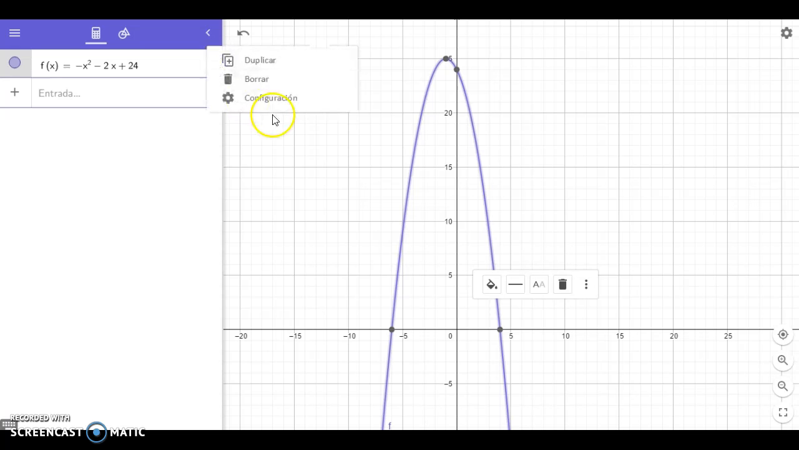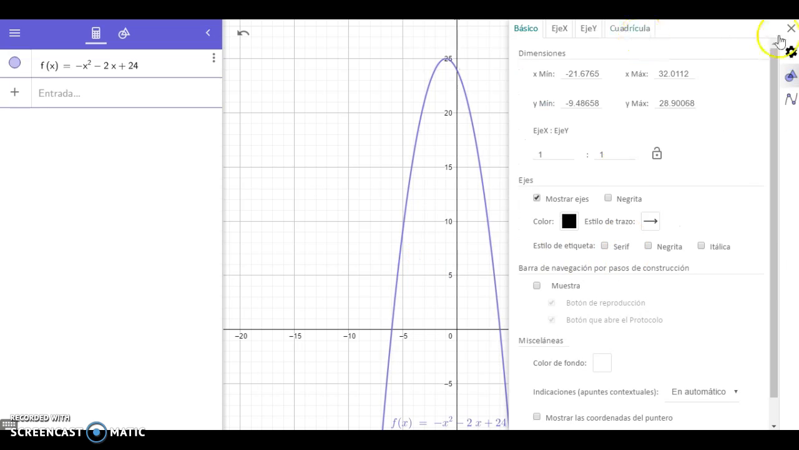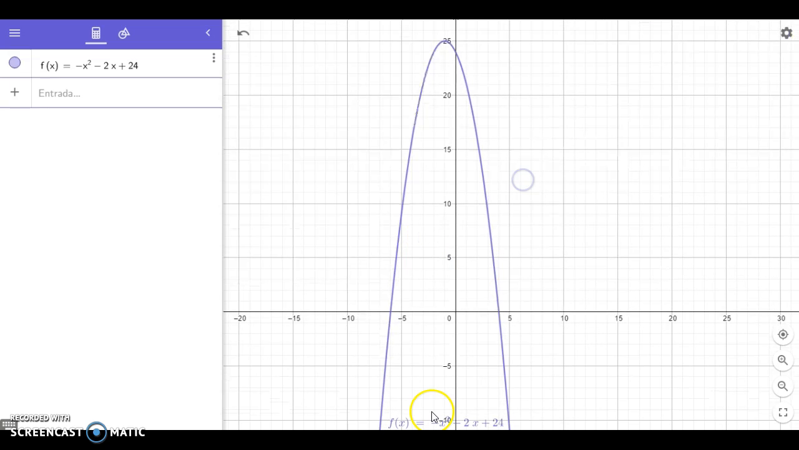First thing we're going to do is show the function in the graph. So by going over here in configuration, and then in basic, you go to the visible etiquette, and then you choose name and value. So there you go. We already have this function over here. It's kind of small, but it's what GeoGebra gives us.